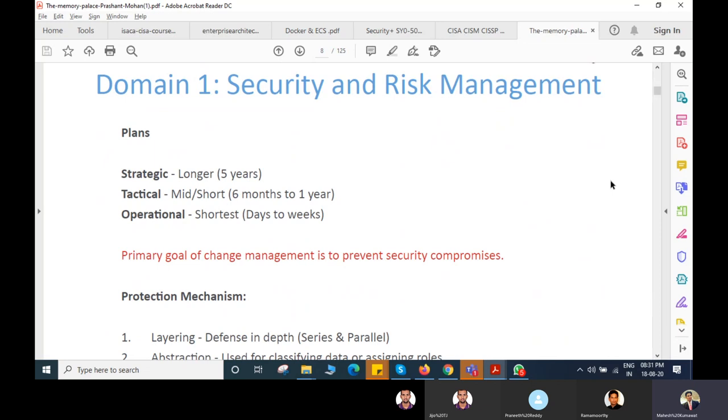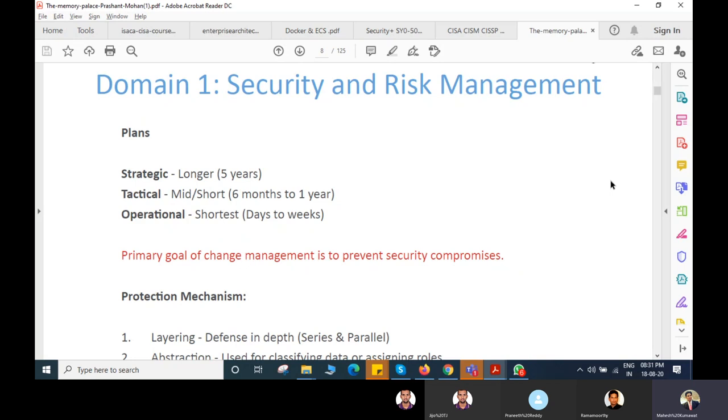So we have different types of plans in the organizations: the strategic plan for 5 years, the tactical plan, and some operational plans. So we have the 5 years plan. Suppose your company is going to migrate into cloud computing, or your company is going to do compliance. Companies are always going for the 5 years plan. What are you going to achieve in the 5 years in the company?